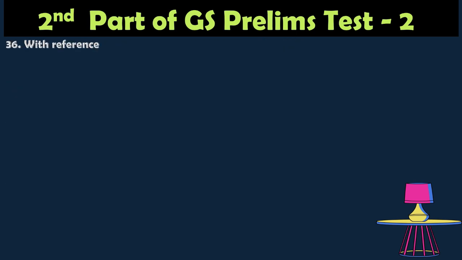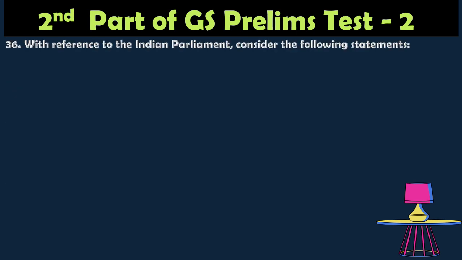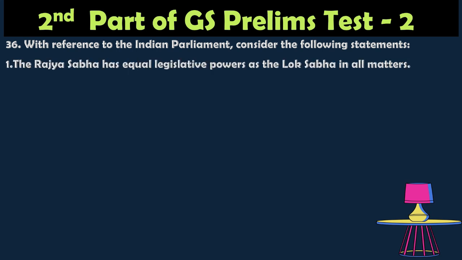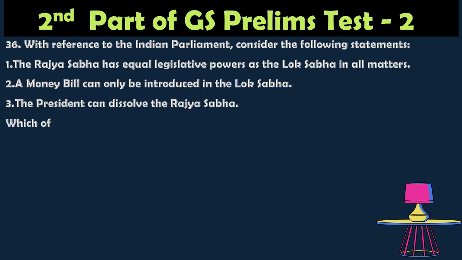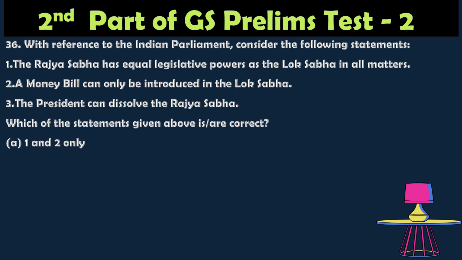Question number 36. With reference to the Indian Parliament, consider the following statements. The Rajya Sabha has equal legislative powers as the Lok Sabha in all matters. A money bill can only be introduced in the Lok Sabha. The President can dissolve the Rajya Sabha. Which of the statements given above is correct? Option A, 1 and 2 only, option B, 2 only, option C, 2 and 3 only, option D, 1, 2 and 3.